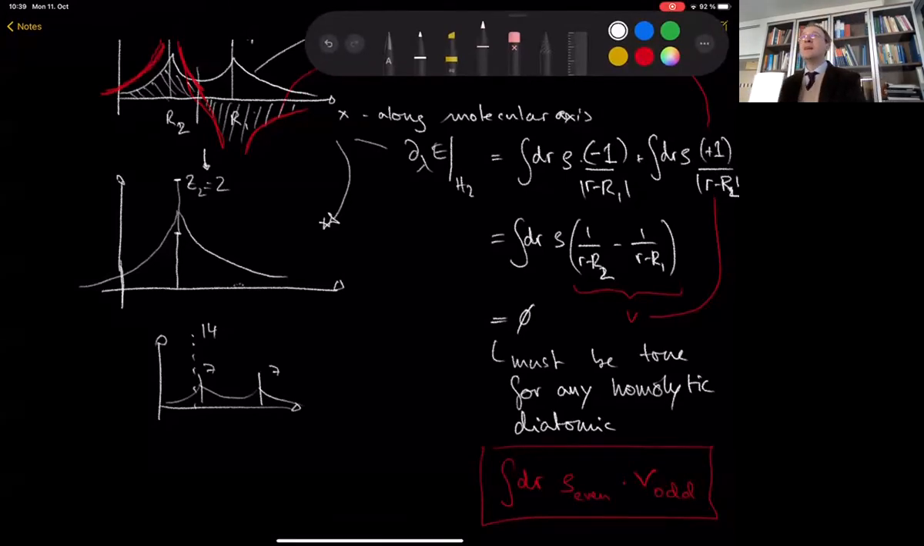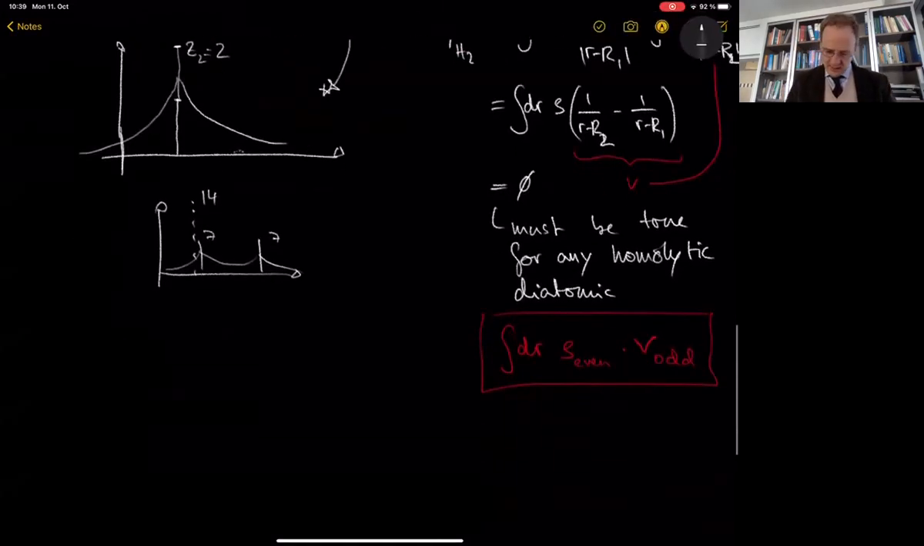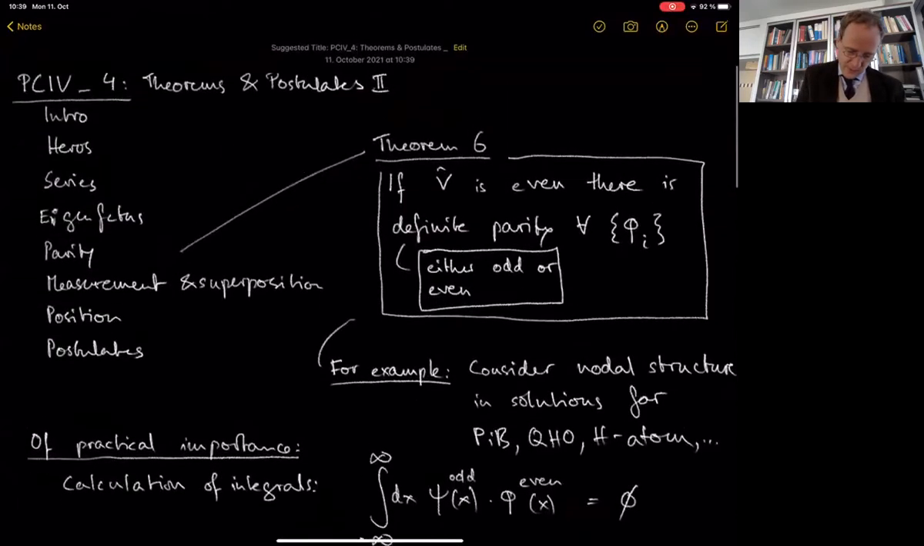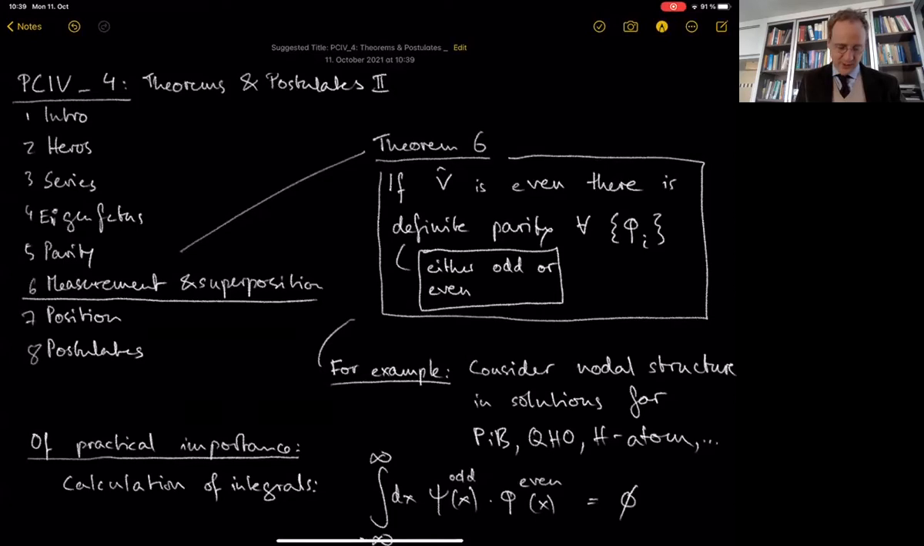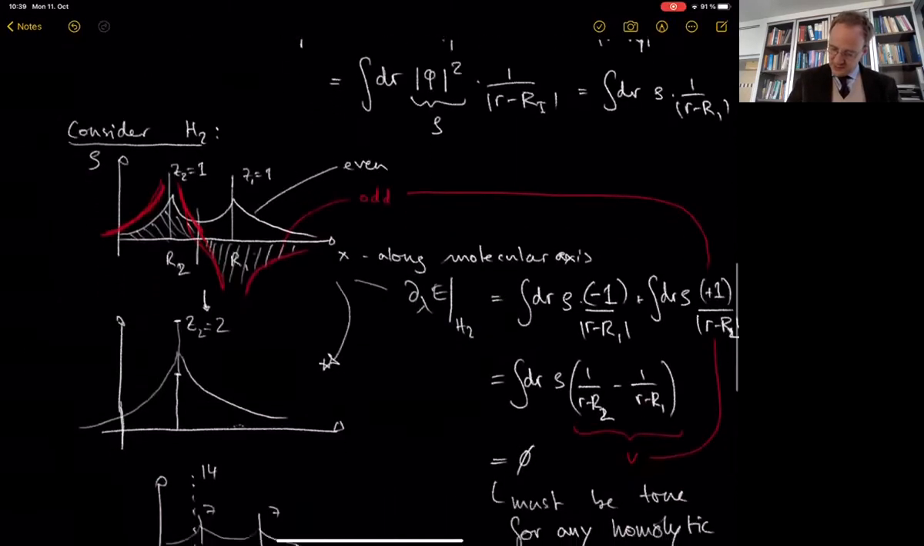All right. Now I'd like to go to the next subchapter, which is also very fundamental and very important. This is chapter 1, 2, 3, 4, 5, 6, 7, 8, and I'd like to go now to chapter number 6, which is measurements and superposition.